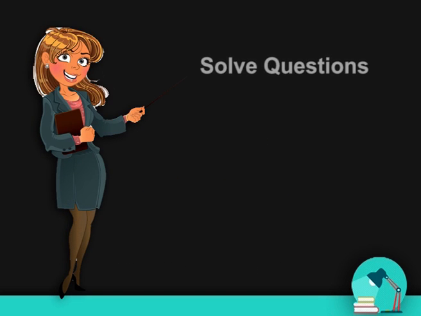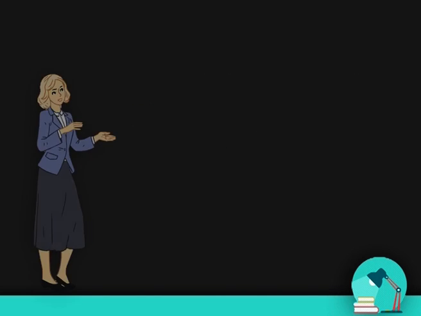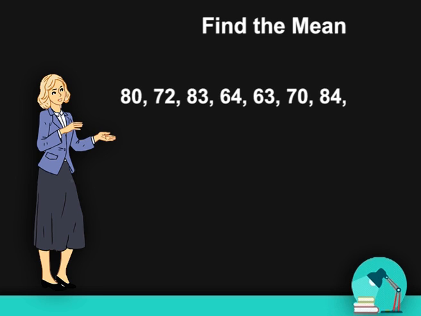Now, as we have fairly understood how to do division using base method, try solving these two questions. First question is divide 617 by 95. Second question is divide 2122 by 97. Let us take up one more different example, which is application based. Question is find the mean of the numbers 80, 72, 83, 64, 63, 70, 84, 69 and 81.